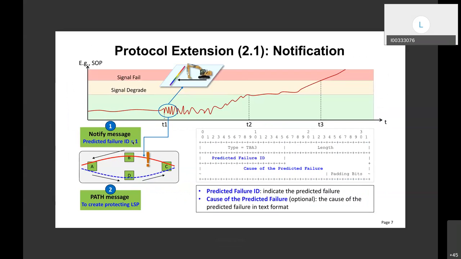And the second extension is about the notification. For example, if node B in the picture predicted a failure at T1, then it needs to notify the source node A about this predicted failure. In this notification, two messages are carried. One is the predicted failure ID, and the other is the cause of the predicted failure in text format. This message will trigger the source node A to start creating the protecting SP. Okay, next page, please.